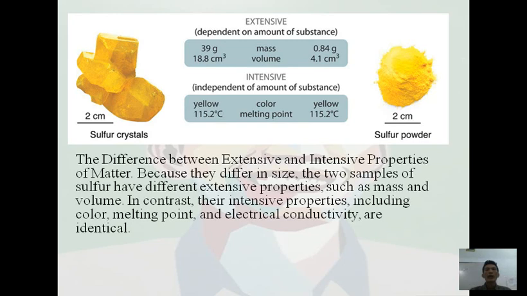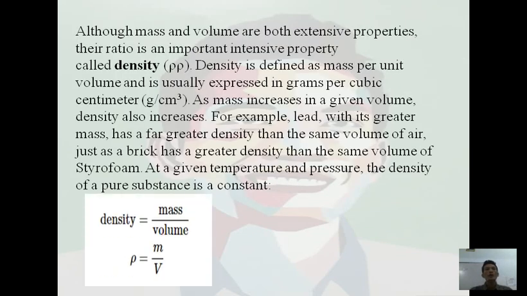Because they differ in size, two samples of sulfur have different extensive properties, such as mass and volume. In contrast, their intensive properties, including color, melting point, and electrical conductivity, are identical. When you want to find the density, although mass and volume are both extensive properties, their ratio is an important intensive property called density.